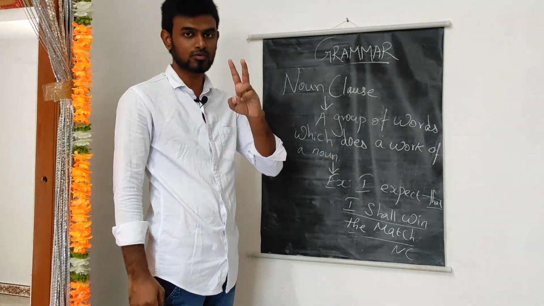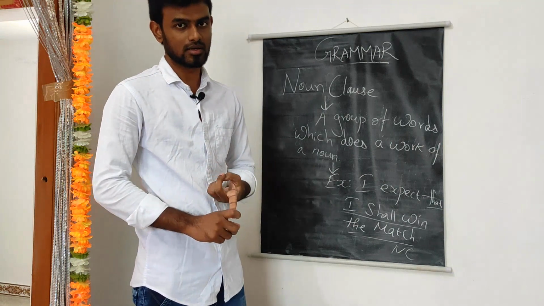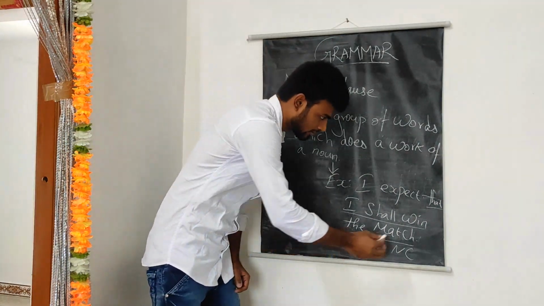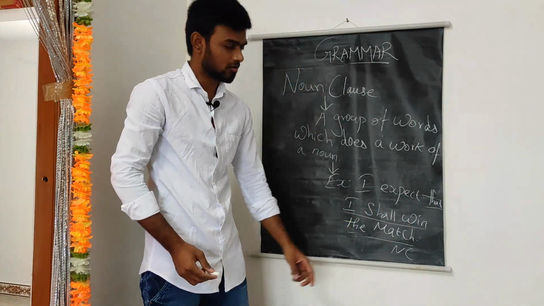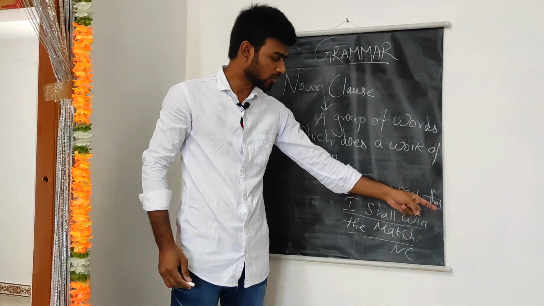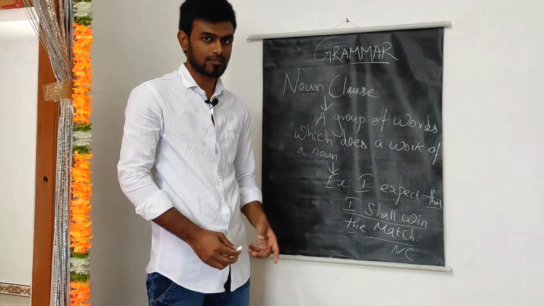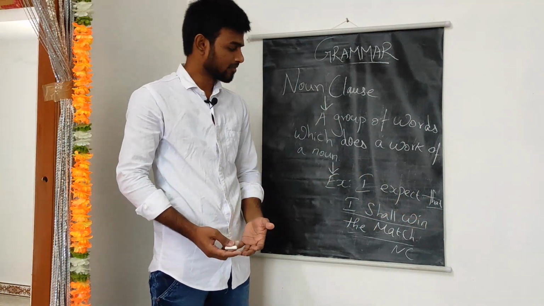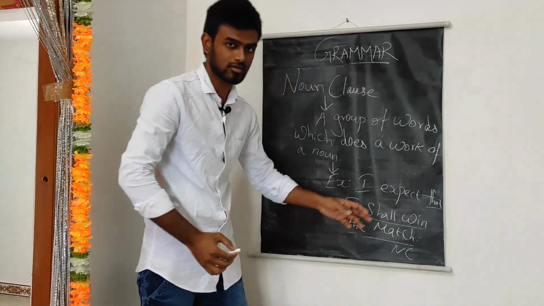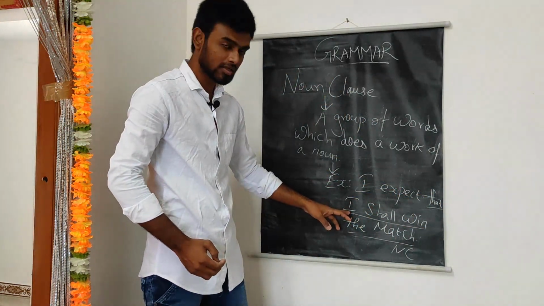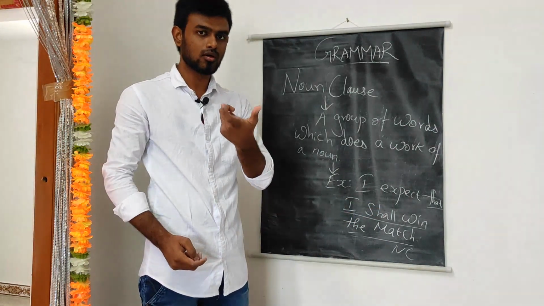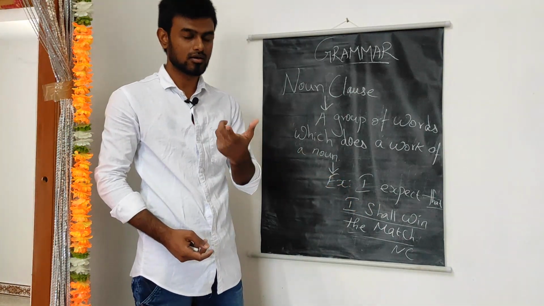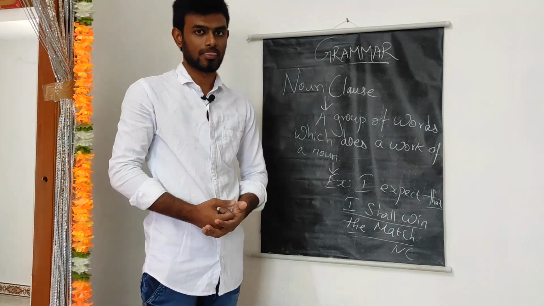We have two types of clauses. One is dependent and one is independent. I'll tell you what is independent and what is dependent. Here we have that I shall win the match. It is added by a conjunction, so it is called a dependent clause. It will not survive independently. But if you remove the conjunction, the remaining is I shall win the match. This is giving the whole meaning. We can make a meaning. So an independent clause is nothing but a sentence, a fulfilled sentence.